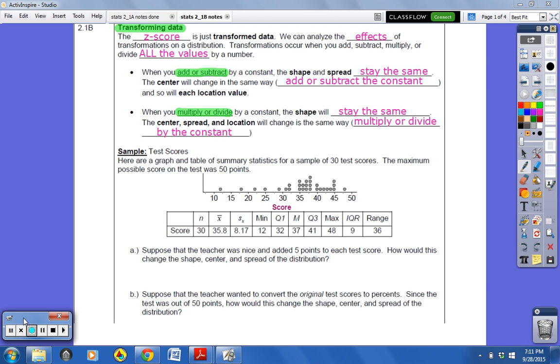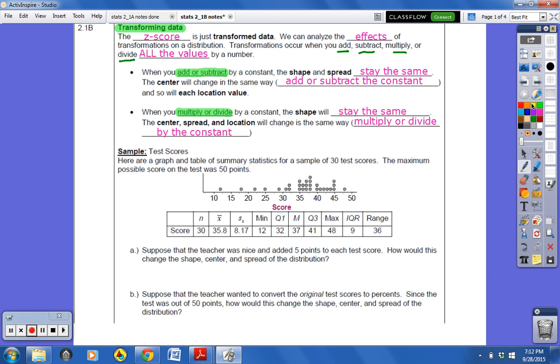And so now we're going to analyze the effects of transformations on a distribution. Transformations occur when you add, subtract, multiply, or divide all values in a distribution by a certain number. And when we do this, we actually find some patterns. We learned that if you add or subtract a constant value, so I'm adding the same number to every value in the distribution, or subtracting a number from every value, then the shape and spread stay exactly the same. So if it's skewed, it's going to stay skewed.